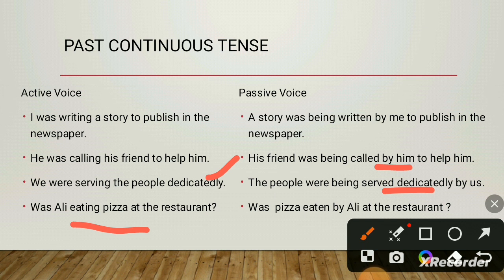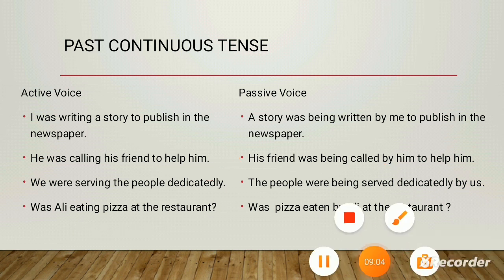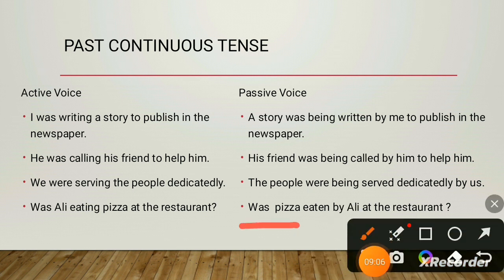Was Ali eating pizza at the restaurant? So this is an interrogative sentence. It will remain interrogative and passive as well. Was pizza eaten by Ali at the restaurant?